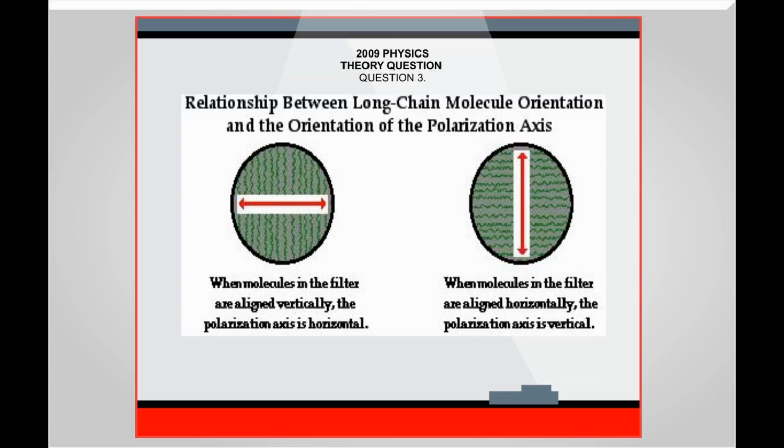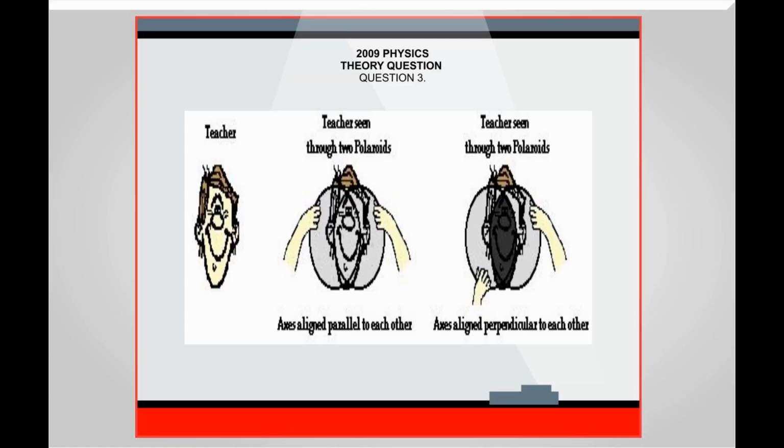So, by use of two filters, one can completely block all of the light that is incident upon the set. This will only occur if the polarization axes are rotated such that they are perpendicular to each other. These are diagrams showing teachers seeing through two Polaroids.